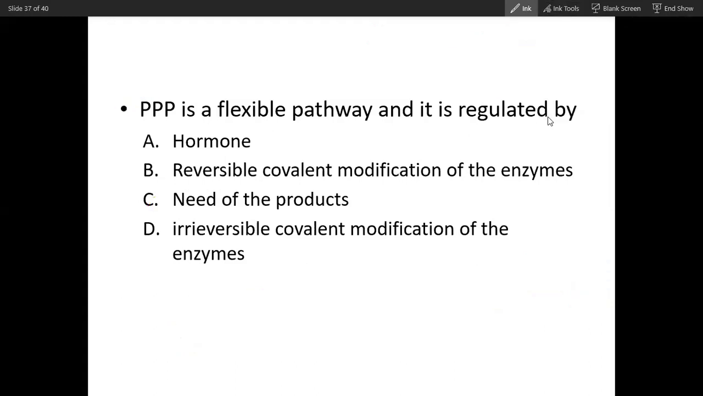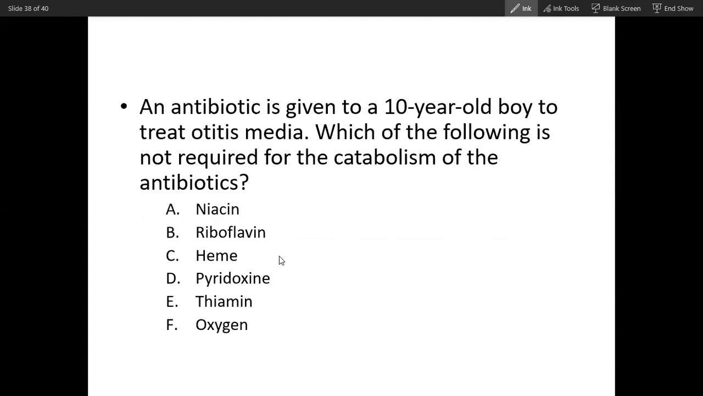The pathway is flexible, the pathway will modulate whatever need is there. So if need is high, pathway will be very fast. If need is low, pathway will be slow. So the need will control and regulate the pathway. This is very important. All others are a bit different because this is a shunt. Other pathways we have studied, but this is a shunt. So that is why this regulation is also very different.